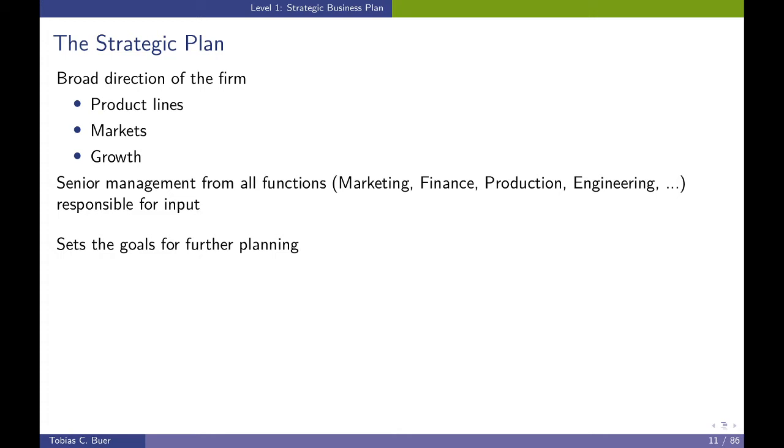Why was the strategic plan not shown? It is much more than only the production related issues. The strategic plan affects the whole company in all directions.